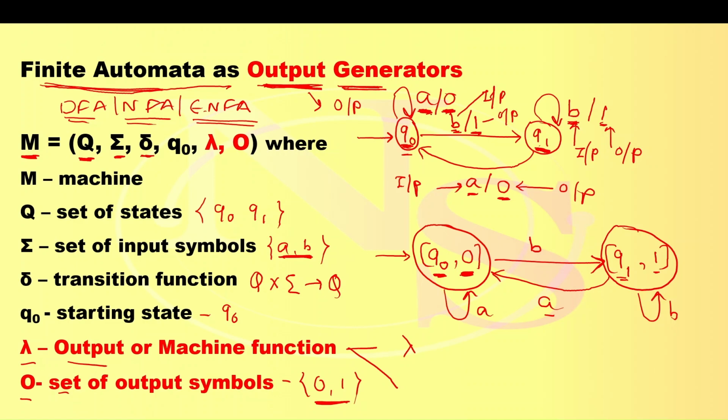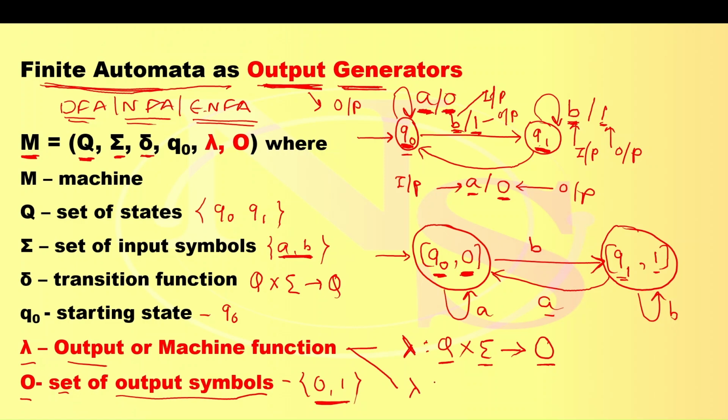It means a state reading some input and giving the output. For example, Q0 is a state reading input. Q0 is a state means Q0 belongs to the set of states, reading some input A or B, and then giving the output. The output is what? 0 or 1. 0 or 1 is part of capital O, the set of output symbols. It means lambda consists of a set of states reading some input, maybe A, B, and giving the output.